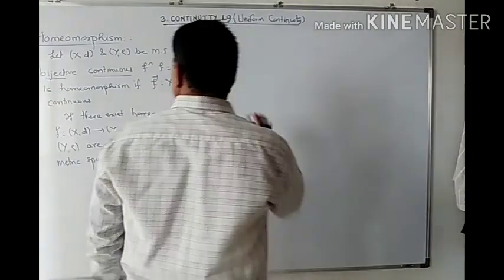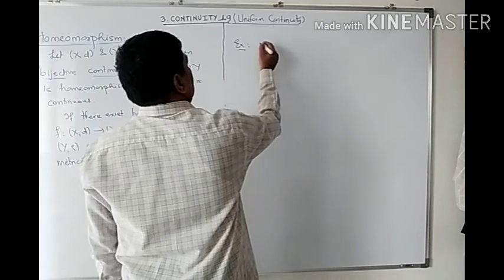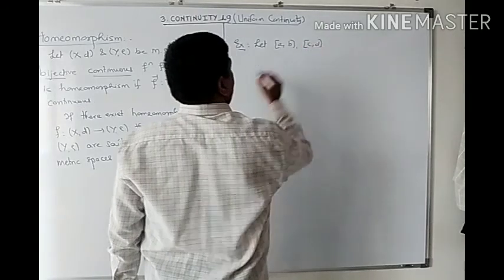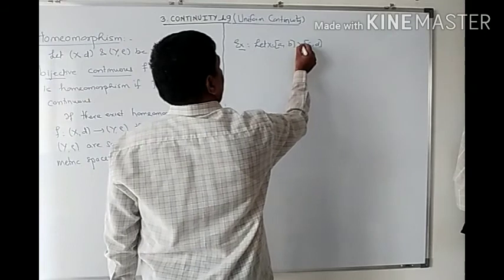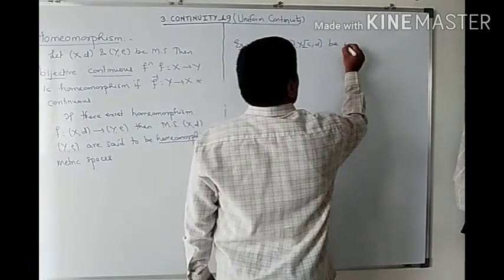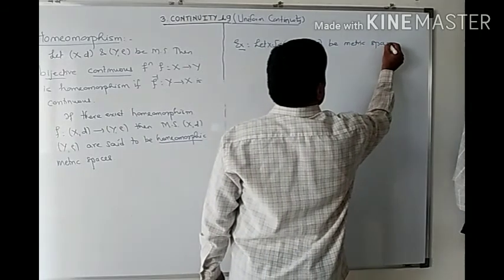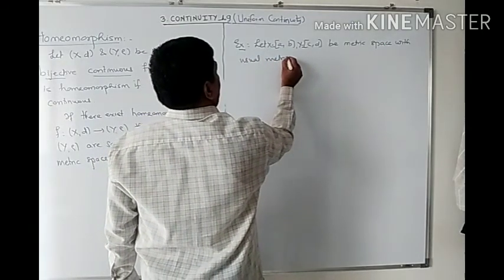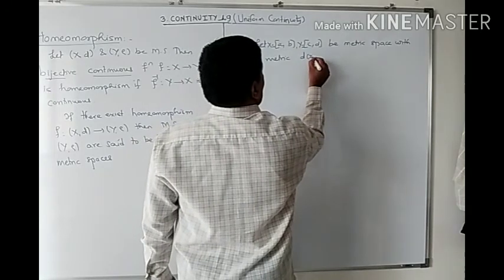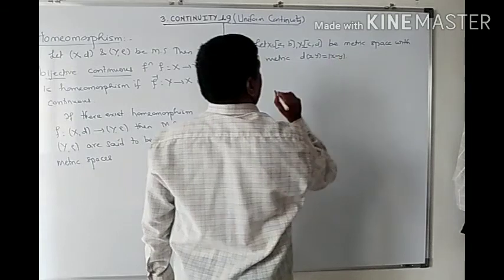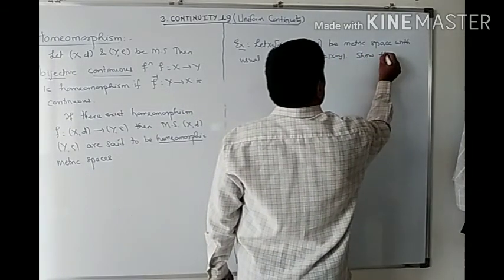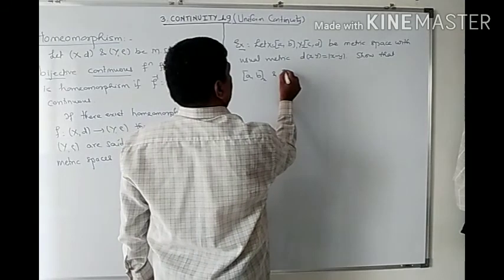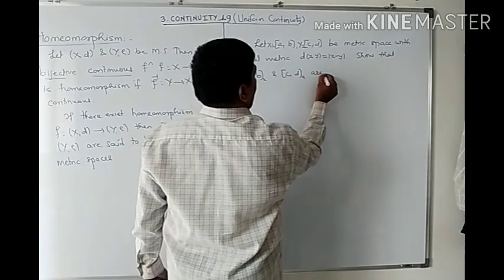If you take, for example, let [a, b] and closed interval [c, d], this is my X, this is Y, be metric spaces with the usual metric d(x, y) = |x − y|. Then [a, b] and [c, d] are homeomorphic metric spaces.